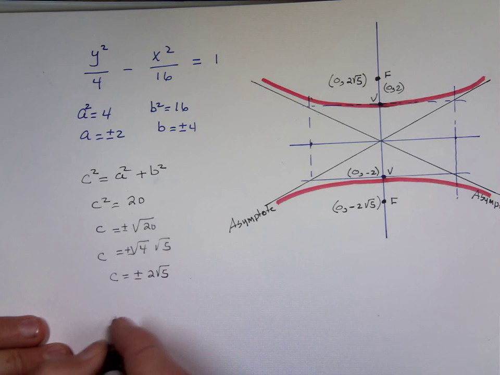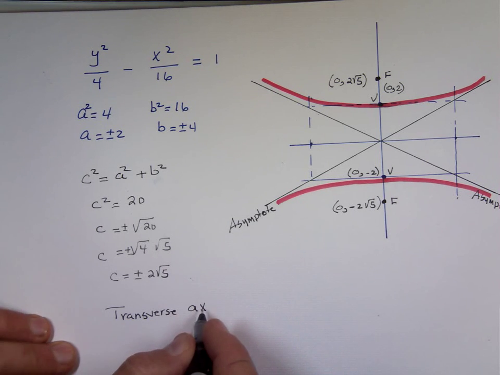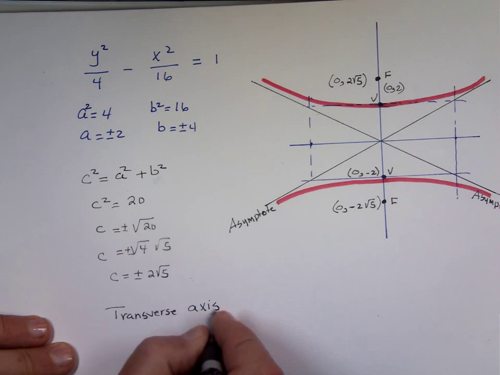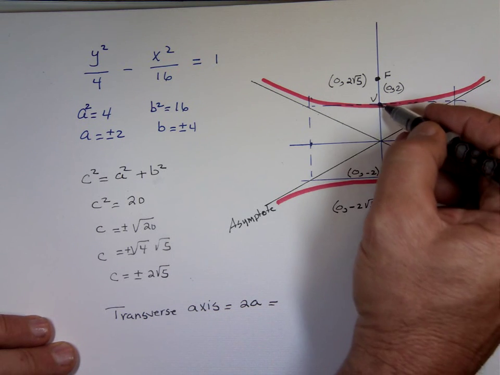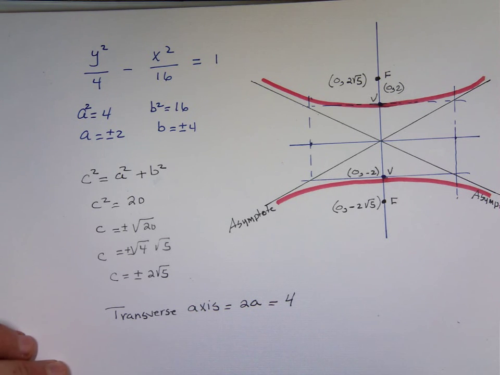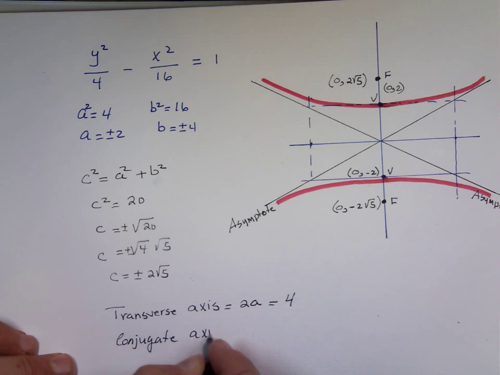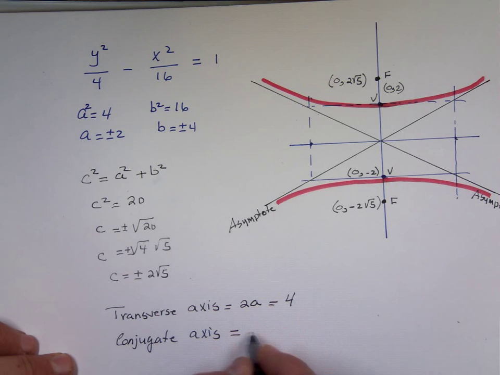The transverse axis, that's twice A. That's the distance from the vertex to the vertex, which is what? 4 units. The conjugate axis is what? The distance from this end to that end. That's twice B, which is 8.